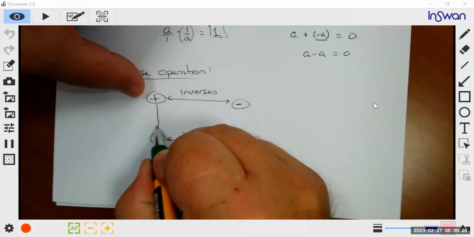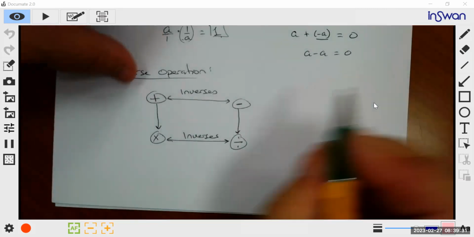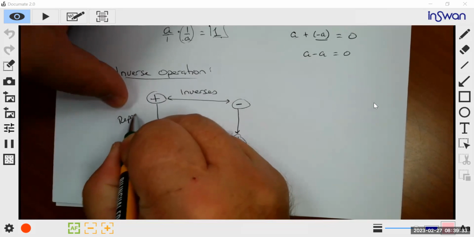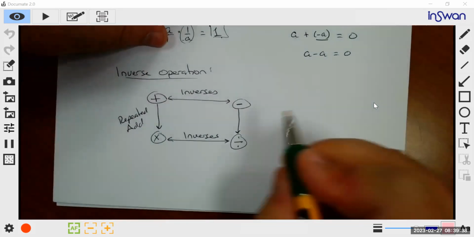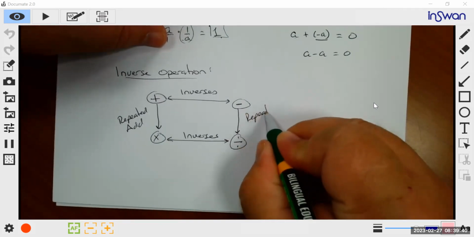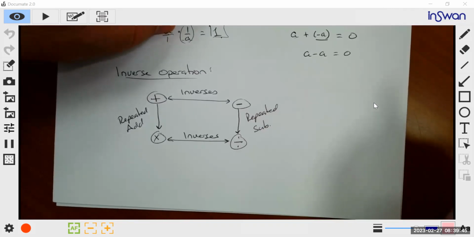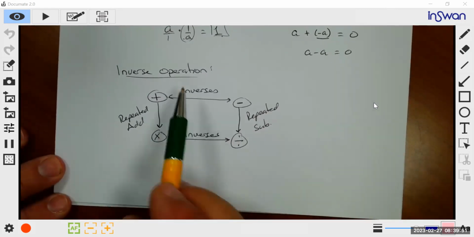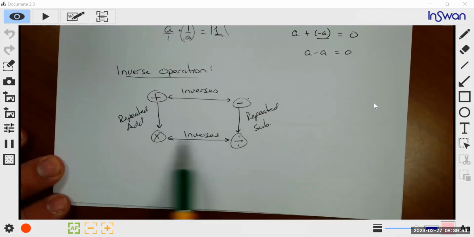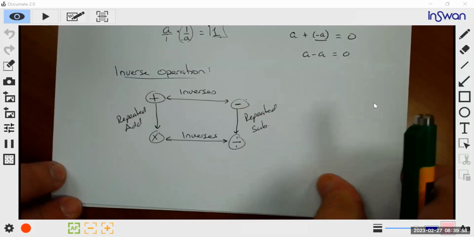So now how are addition and multiplication related? How are subtraction and division? Repeated addition gives us multiplication. Repeated subtraction gives us division. So those are inverse operations of each other. Addition and subtraction are the same level, multiplication and division are the same level, but we can't go from division to addition. That doesn't work that way.